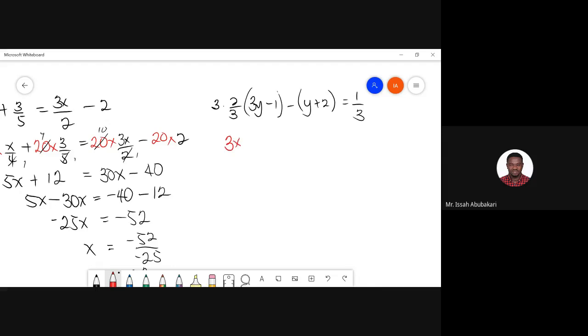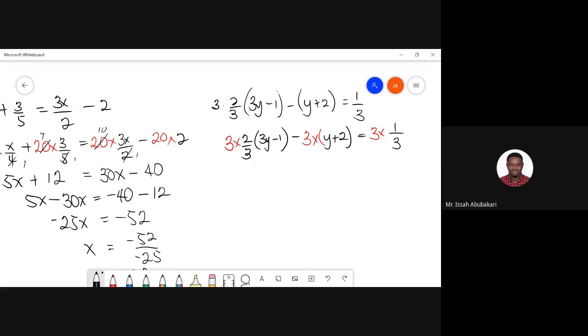times 2 divided by 3, 3y minus 1 minus 3 times y plus 2 is equal to 3 times 1 over 3.